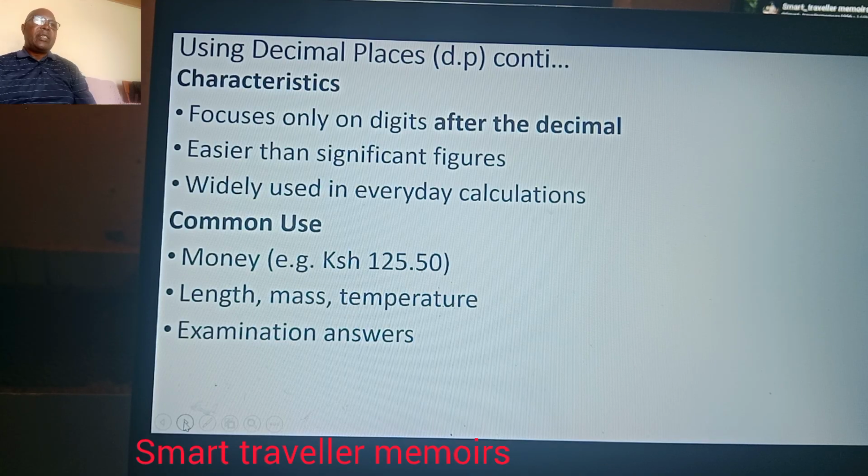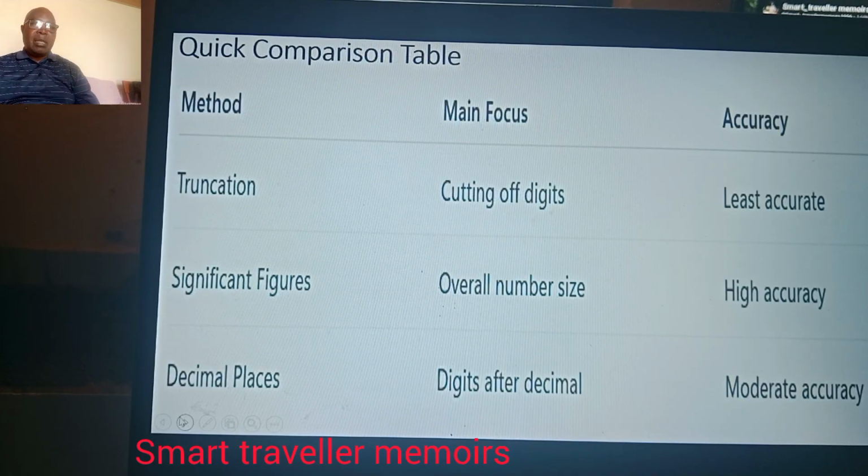Characteristics of decimal places. It focuses only on digits after the decimal. Next, easier than significant figures. And again, it is widely used in everyday calculations. Common use: money, e.g., Kenya shillings 125.50 to 2 decimal places. Length, mass, temperature, and examination answers in mathematics.